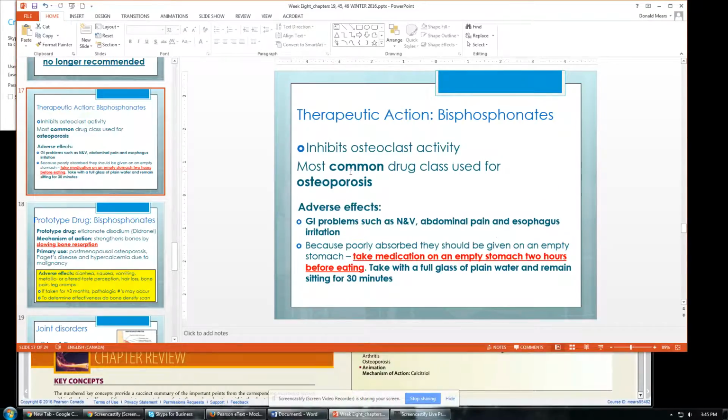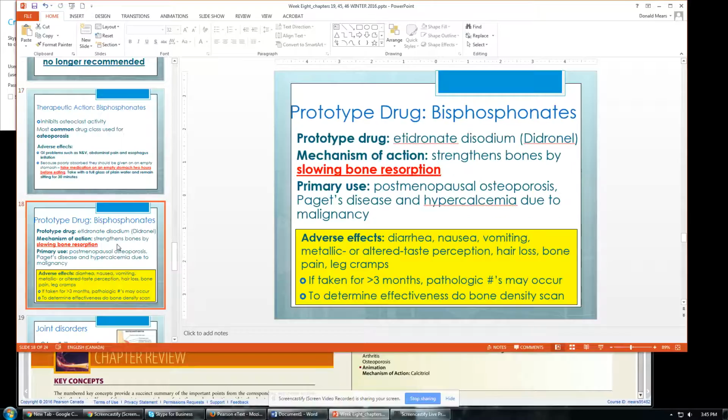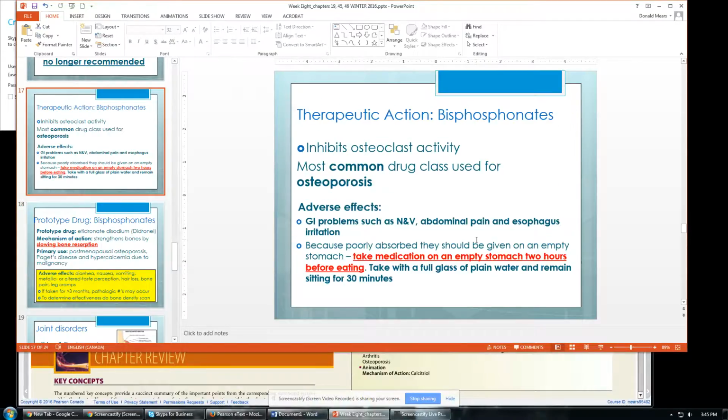Some tips when you're taking calcium: take medication on an empty stomach and keep it away from meals. Take with a full glass of plain water and remain sitting for about 30 minutes. Hey, look at that, it's bolded and also red. You are really good for noticing that. Hint, nudge, nudge. Wink, wink.